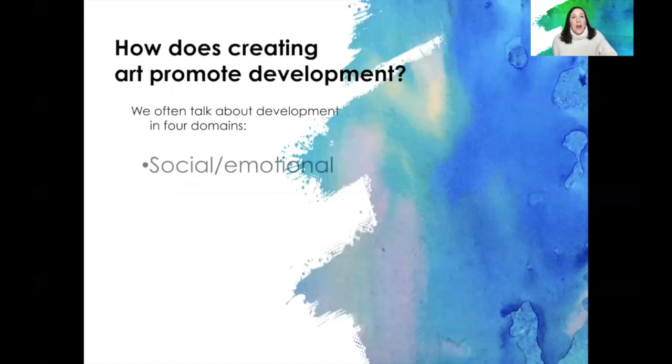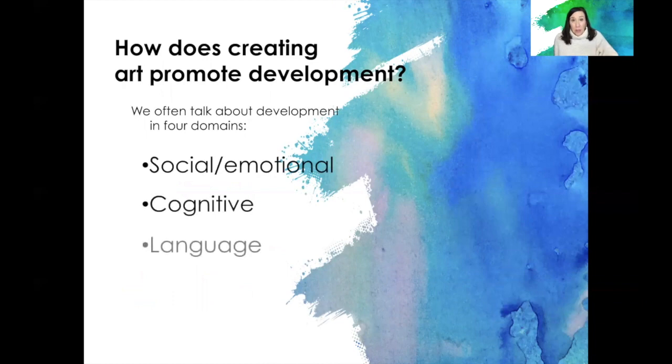How does creating art promote development? Well, we talk about development in four domains, right? Social-emotional, cognitive, language, and physical. So social-emotional development is that ability to interact positively with others, develop relationships, share, take turns, express your emotions, deal with frustration. That's your social-emotional development. There's a lot of social-emotional development going on in early childhood.